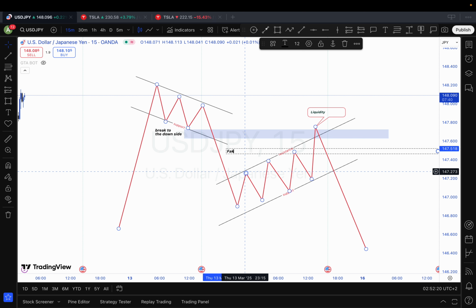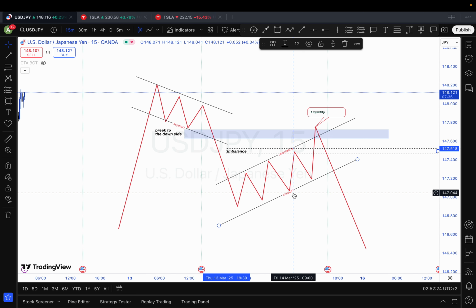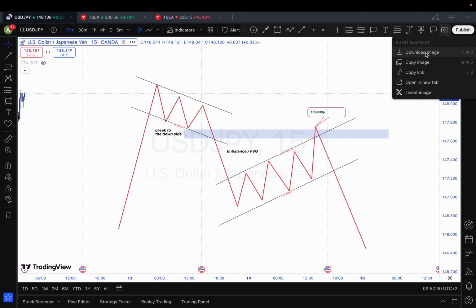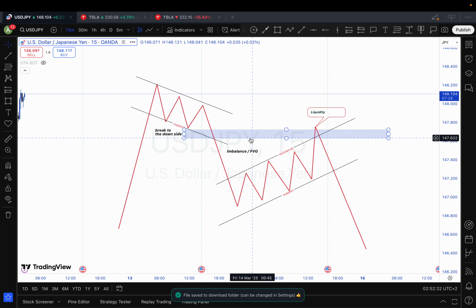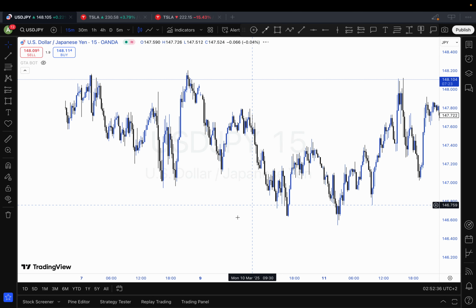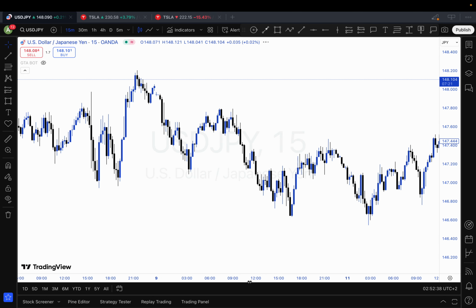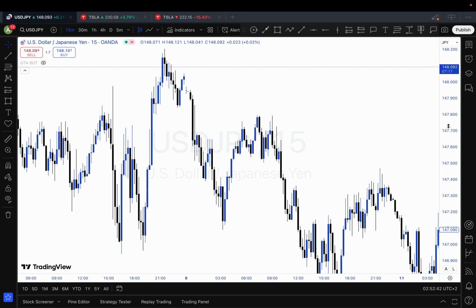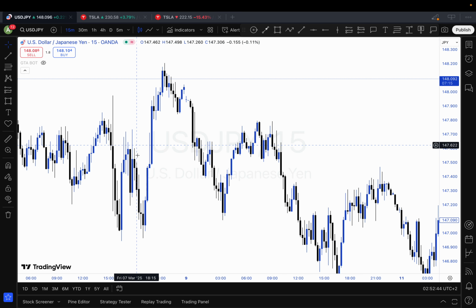Okay. So this is most probably an imbalance, or an FVG. Most of the time it's going to be one of these two. So that's it. Okay, so let's hit the market. Let's see what we have here. Okay, so I think here is a good example of what I just explained earlier.